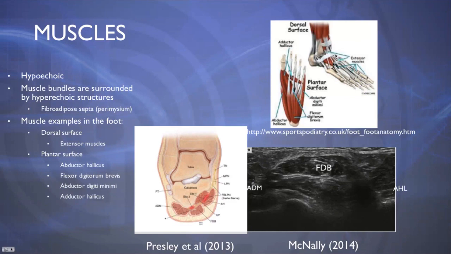We can see the abductor hallucis, we can see the flexor digitorum brevis, the abductor digiti minimi, and the adductor hallucis. This example here sonographically is showing you some of those plantar muscles, showing you the flexor digitorum brevis, the abductor digiti minimi, which is on this side, and the adductor hallucis on this side.